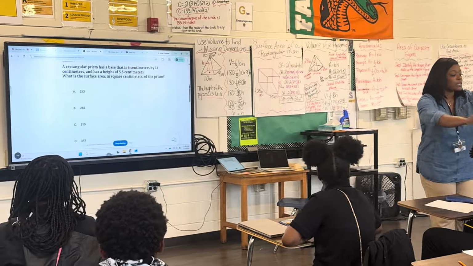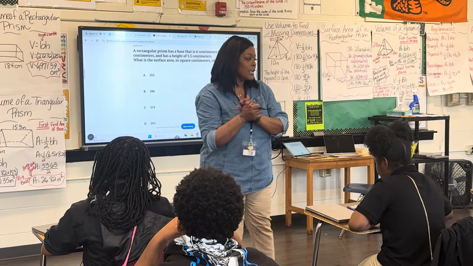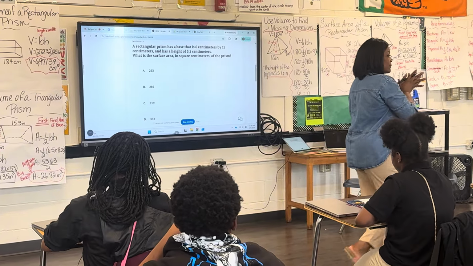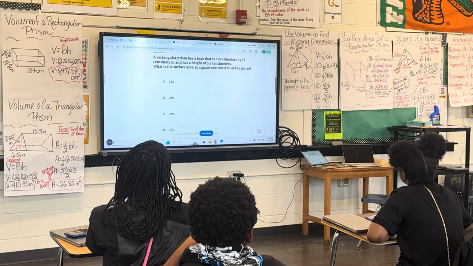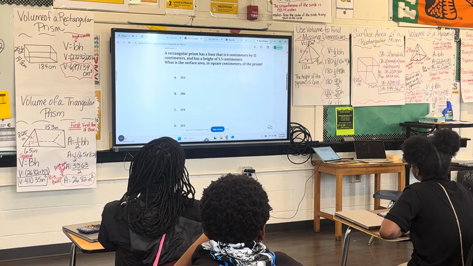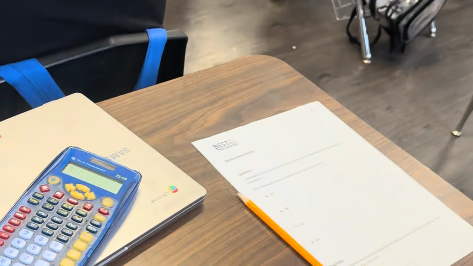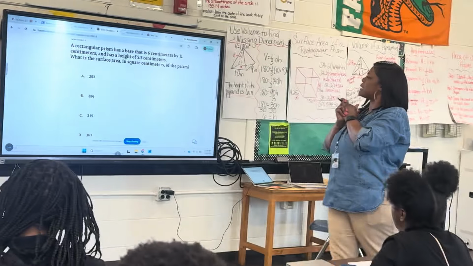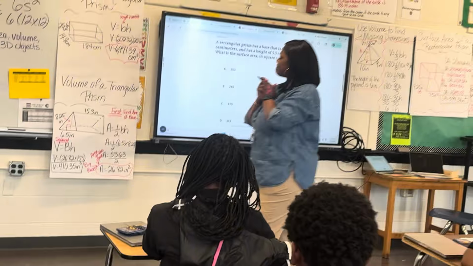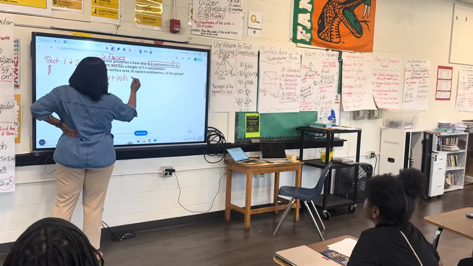Yesterday we talked a lot about finding the surface area of a rectangular prism, right? So I'm going to do a brief recap on finding the surface area of a rectangular prism. It says a rectangular prism has a base that is 6 centimeters by 11 centimeters and has a height of 5.5 centimeters. What is the surface area in square centimeters of the prism? Think about it.